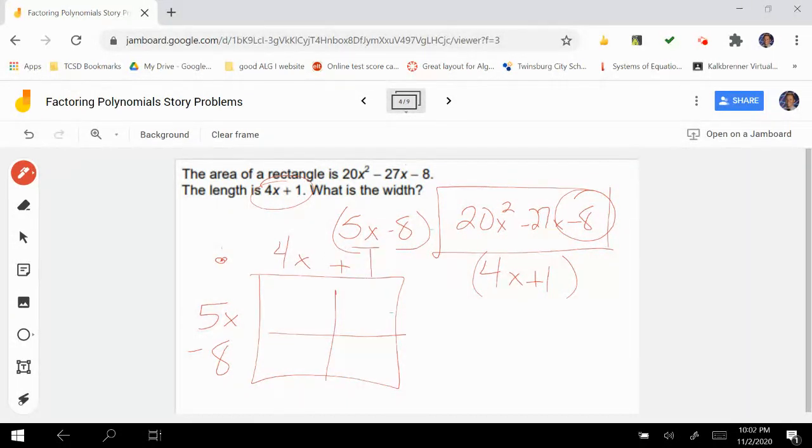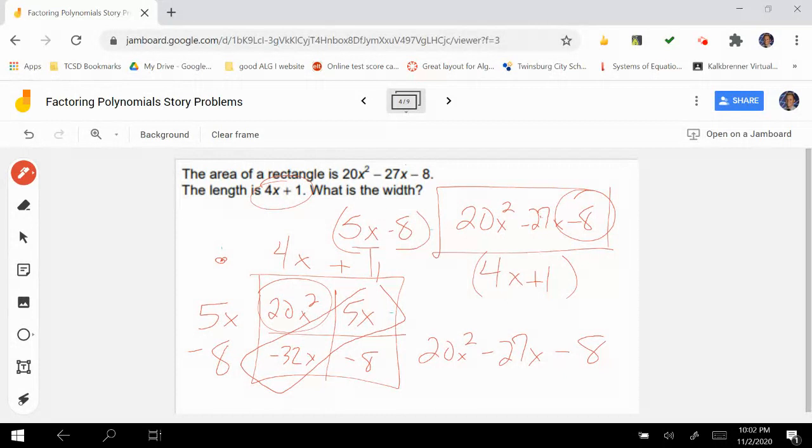What's 4 times 5? 20. X times x is x squared. 5x times 1 gets you 5x. Negative 8 times 4 is negative 32x. And then negative 8 times 1 gets you negative 8. And remember when we did this last time with that box, we combined like terms on that diagonal. And we're going to get negative 27x as our middle term, which is our middle term up here in the area. And then we have our 20x squared here. And we get our negative 8 in the back.